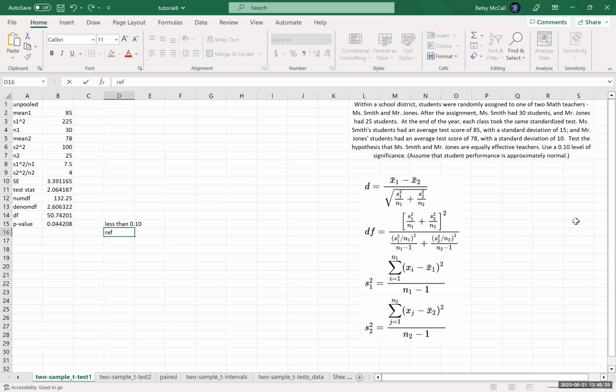And so we would reject the null hypothesis. The null hypothesis, if you recall, was that the two means are equal. So this is sufficient evidence to think that the two teachers are not equally effective, that they are different.